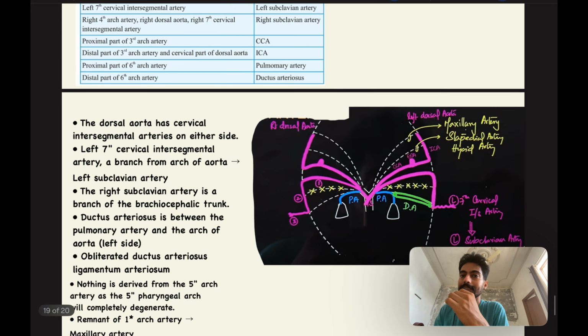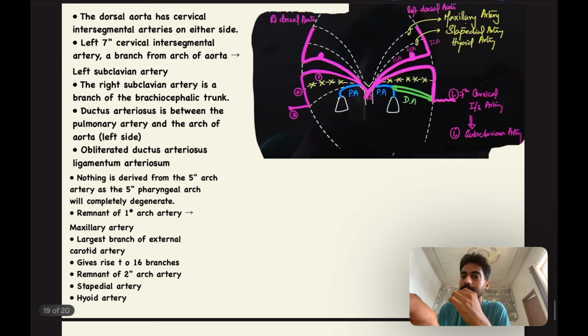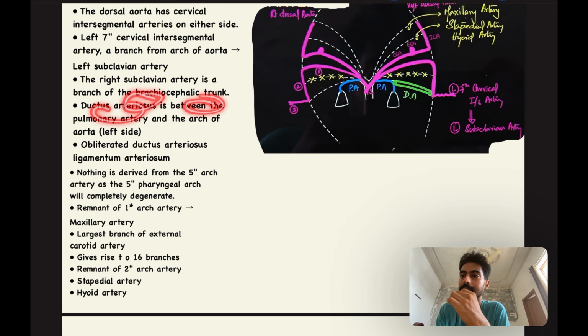Then we can see this is our sixth arch artery. This is its proximal part, and this is its distal part. The proximal part will give rise to the pulmonary artery, which will supply our lungs. Then, in between the pulmonary artery and the arch of aorta, this distal part will give rise to the ductus arteriosus. The ductus arteriosus is between the pulmonary artery and arch of aorta on the left side, and it will obliterate and give rise to the ligamentum arteriosum.